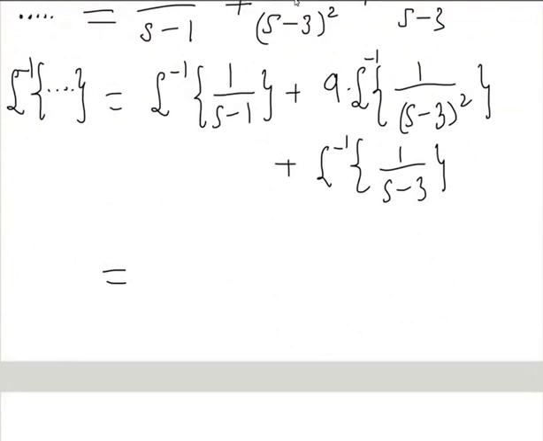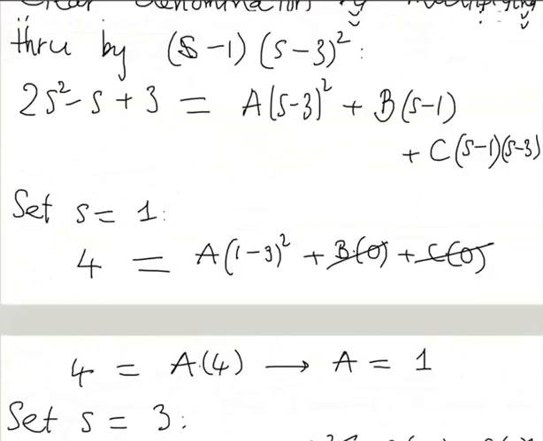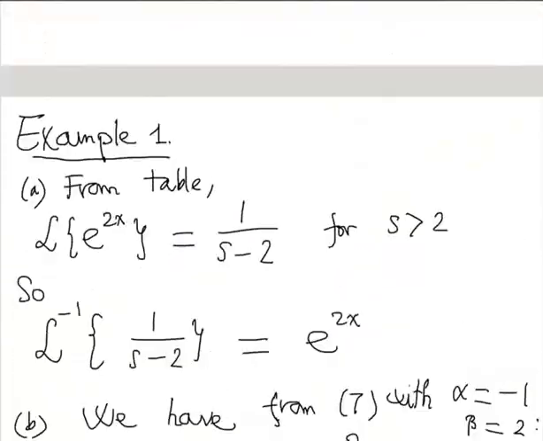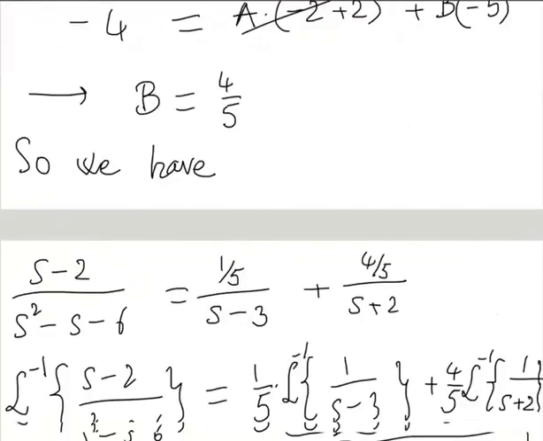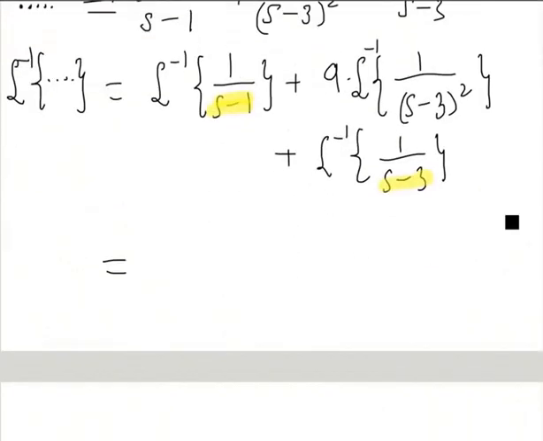First, for this, we should look for 1 over s minus alpha, like we did in the previous example. 1 over s minus alpha, let's go back here, that's just e to the alpha x. So using that fact, the first term will be e to the alpha x, alpha is 1, so e to the x. And the last one is e to the 3x.